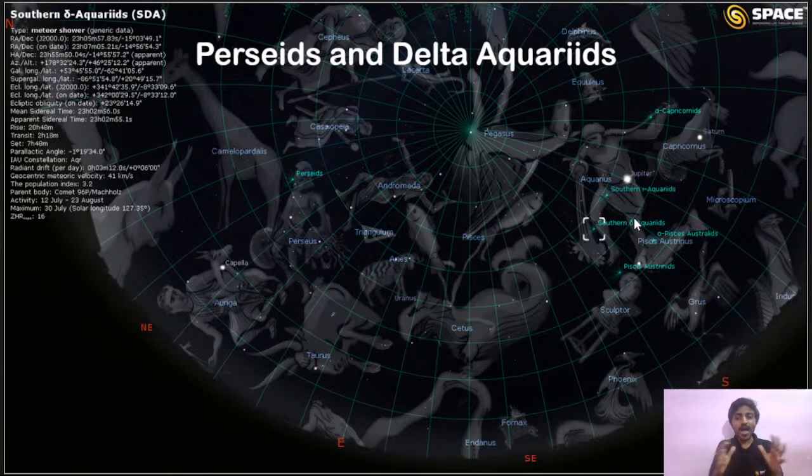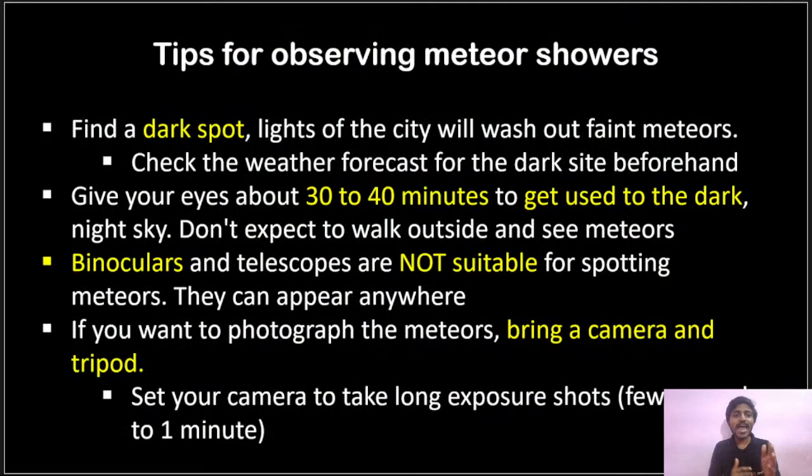Okay, so these are all the details related to the timings and the locations of both of these meteor showers, and you are now equipped to just go out and do it. But in order to do it, you have to follow some tips that will make your life easier.